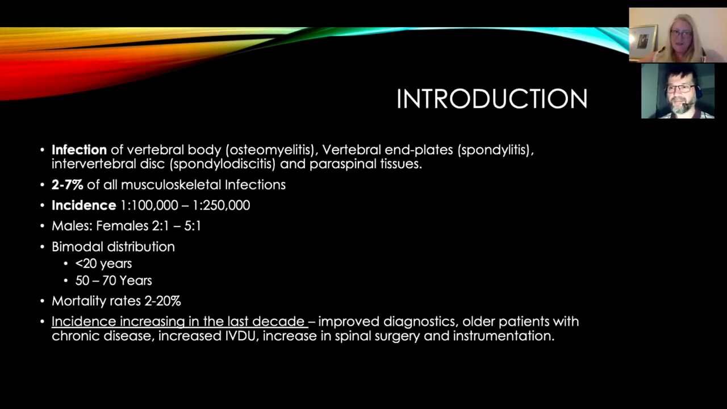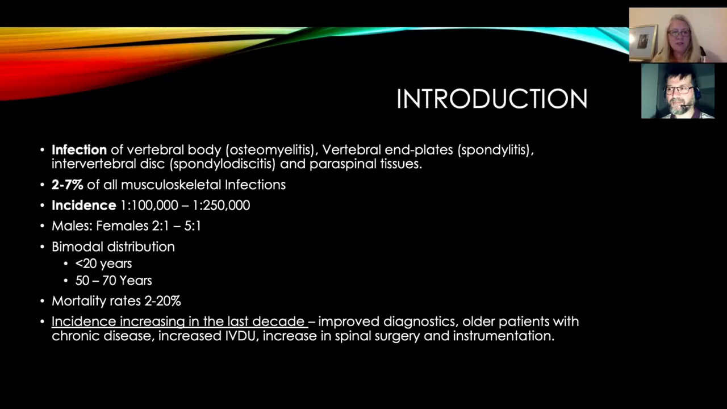Looking at some definitions, infection in the spine can consist of infection of the vertebral body, the vertebral end plates, the disc and the paraspinal tissues, as well as epidural abscesses and intraspinal lesions. It represents about 2 to 7% of all musculoskeletal infections, and it has an incidence between 1 in 100,000 to 1 in 250,000. It's slightly more common in males than females, with a ratio of 2 to 1 to 5 to 1, depending on which paper you read.